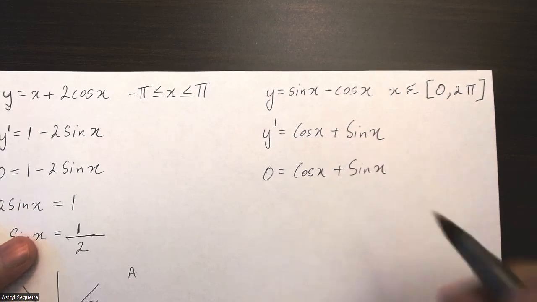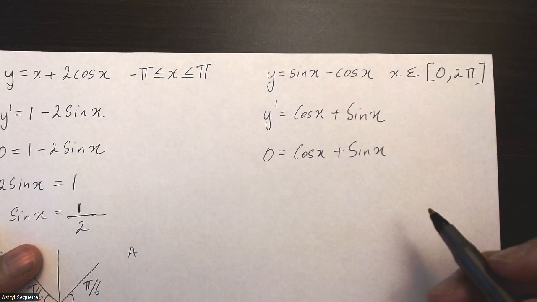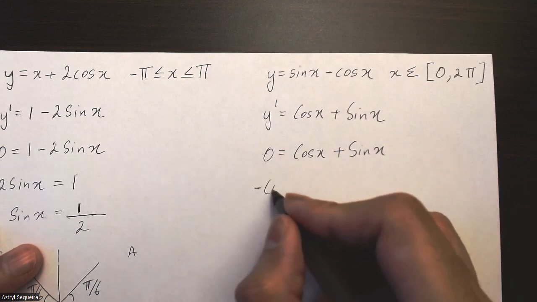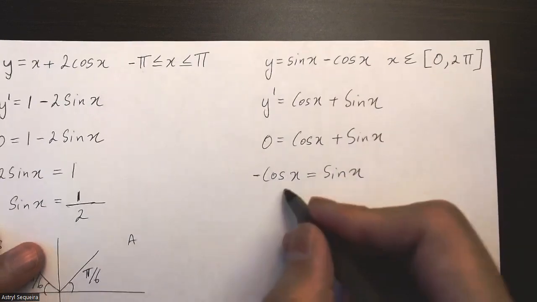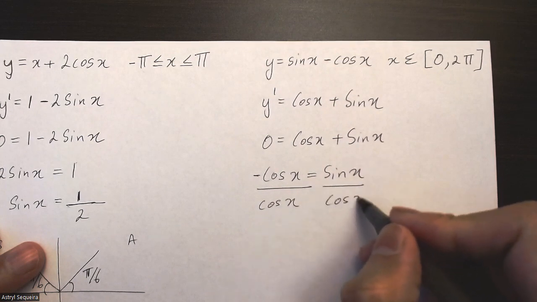Now, if you ever have cos x plus sine x, you have to actually convert that into a tan x. So what I'm going to do is move the cos x to the other side, make it negative cos x equals sine x, and then divide both sides by cos x.